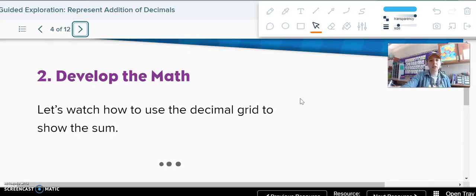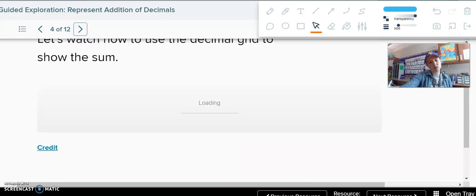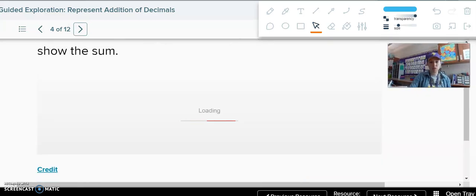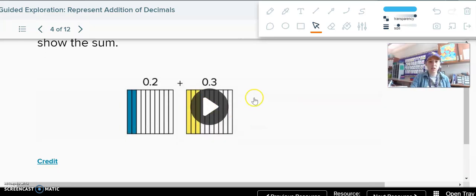I'll show you on the next page. So how to use it. So they're going to show you here. And I want you to shade in on your notes what you are seeing in this little video. So they have the 2/10. Go ahead and shade in the 3/10. So 3 out of the 10 bars under 3/10. And then they'll show you how to get the sum.